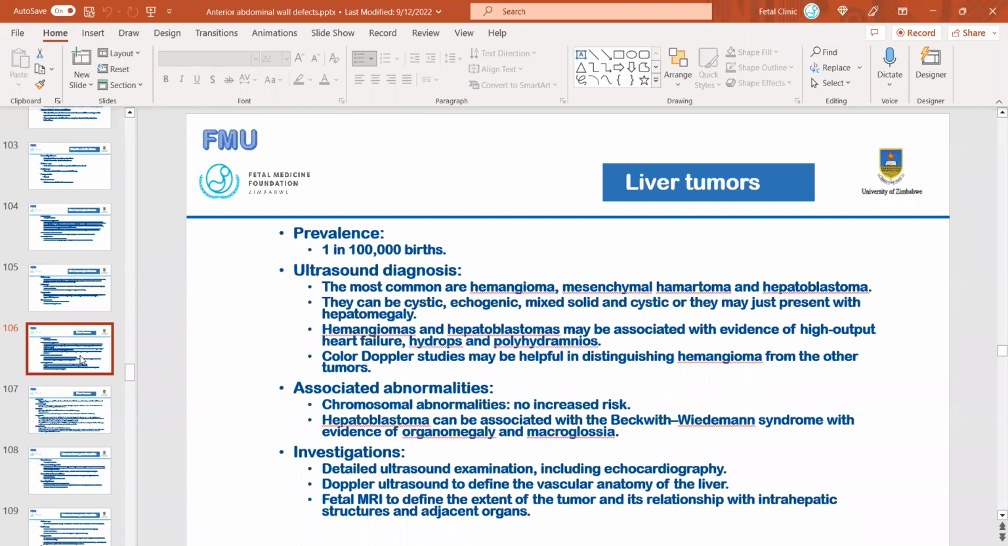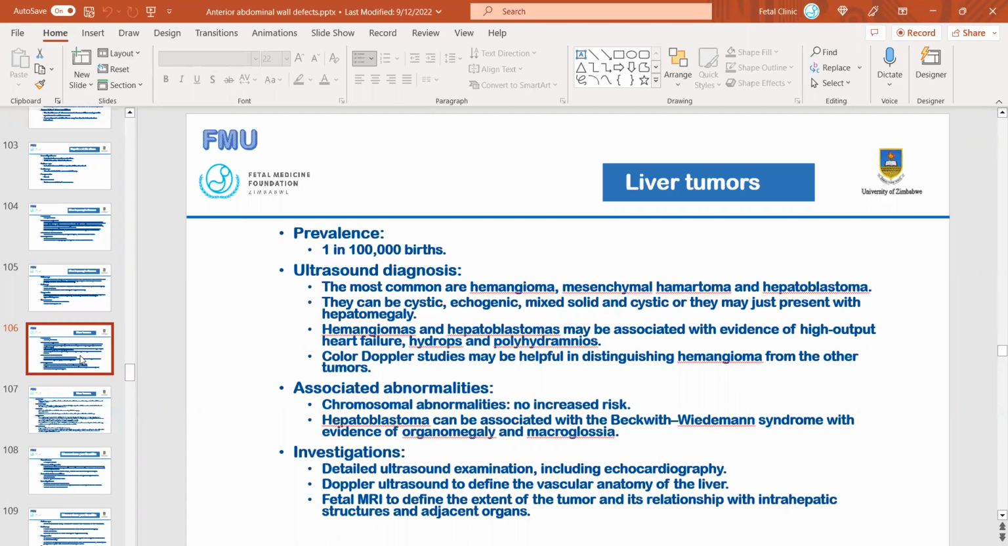The hemangiomas and hepatoblastomas may be associated with evidence of high output heart failure, hydrops, and polyhydramnios. Color Doppler studies may be helpful in distinguishing hemangioma from the other tumors. There is no increased risk of chromosome abnormalities, but hepatoblastoma can be associated with Beckwith-Wiedemann syndrome with evidence of organomegaly and macroglossia. You remember we did Beckwith-Wiedemann syndrome when we were doing overgrowth syndromes, so you can go to the overgrowth syndrome lecture to know more about it.